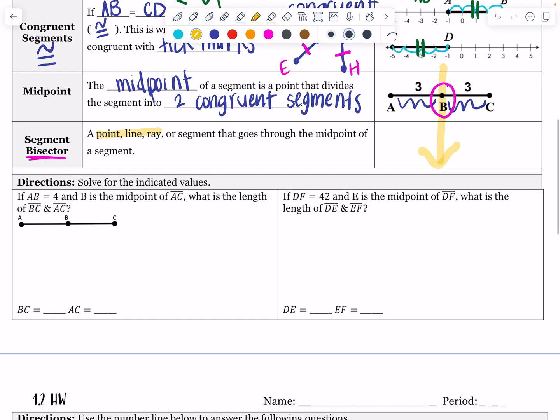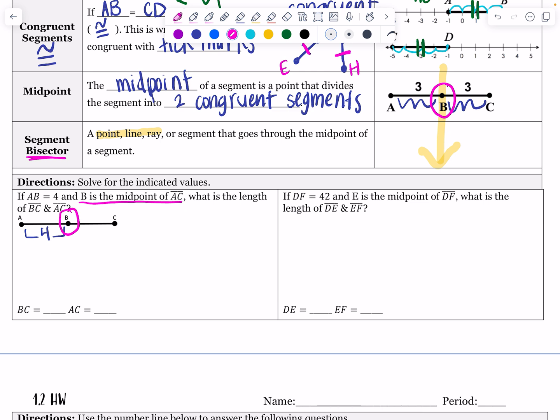All right, so let's look at some problems using vocabulary words, solving for the indicated values. If AB is 4, so let's put that on here. If AB is 4, and B is the midpoint, they're telling us from the beginning that B is the midpoint of the segment AC, what is the length of BC and what is the length of AC?